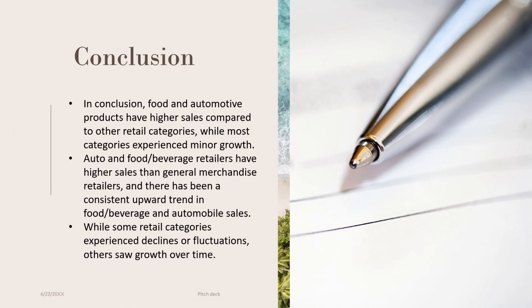We can say that food and automotive products have higher sales compared to other retail categories. Motor vehicle sales have declined by the year end, and except for domestic goods and sporting products, most retail categories have minor growth in sales over time. With the growth in population and disposable income, only a few categories have shown an upward trend.